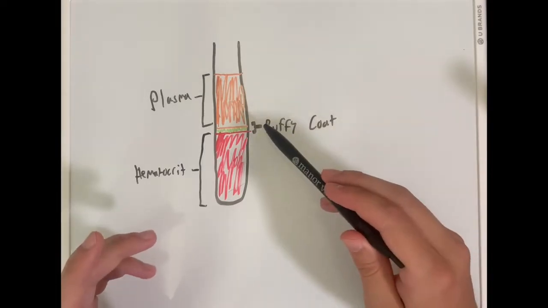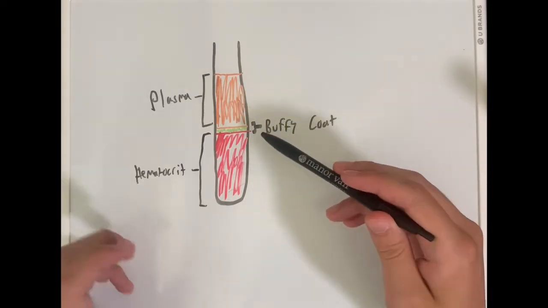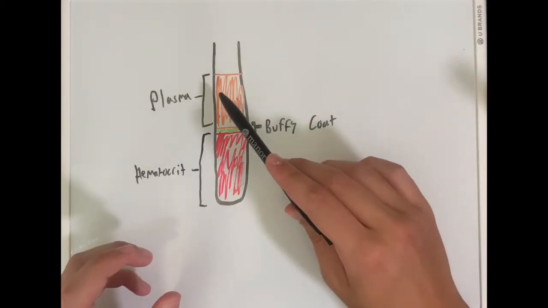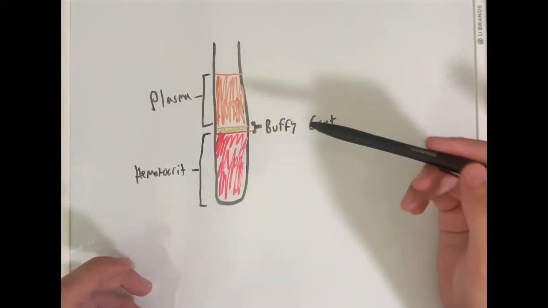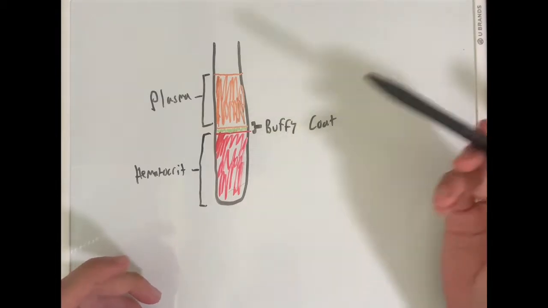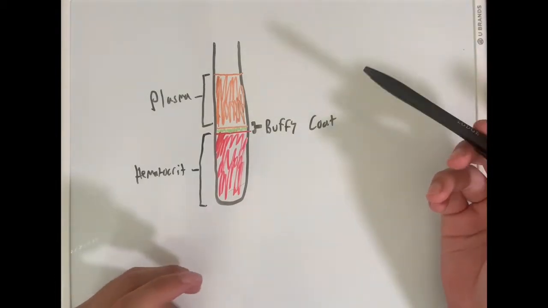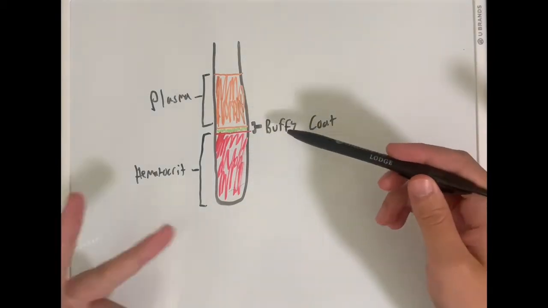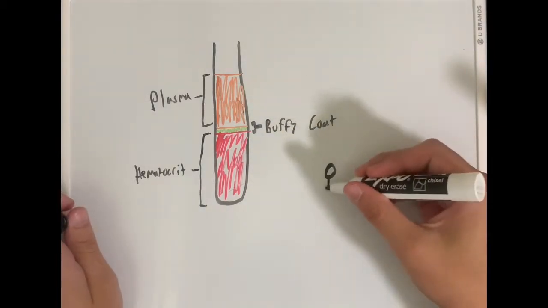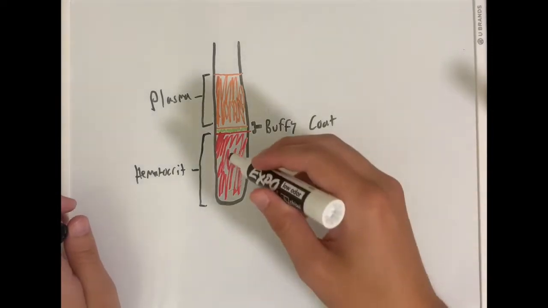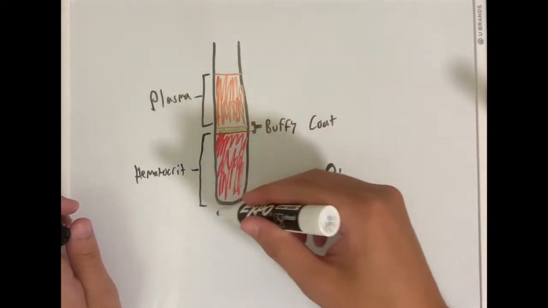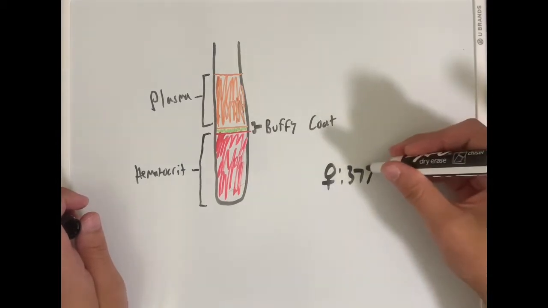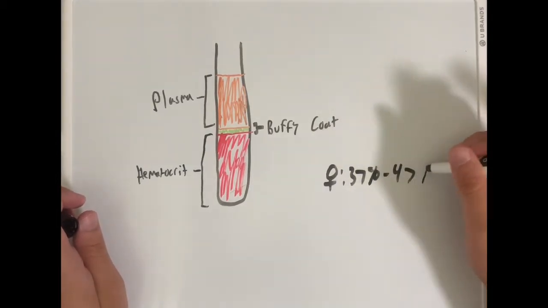But this has all the white blood cells and platelets in the blood sample. The last part here is plasma, and that's essentially anything that's not in the buffy coat and red blood cells in the blood sample. So anything that's not red blood cells, platelets, and leukocytes. So in a healthy female, the hematocrit level, or the amount of the sample that is this red part here, is anywhere between 37% and 47%.